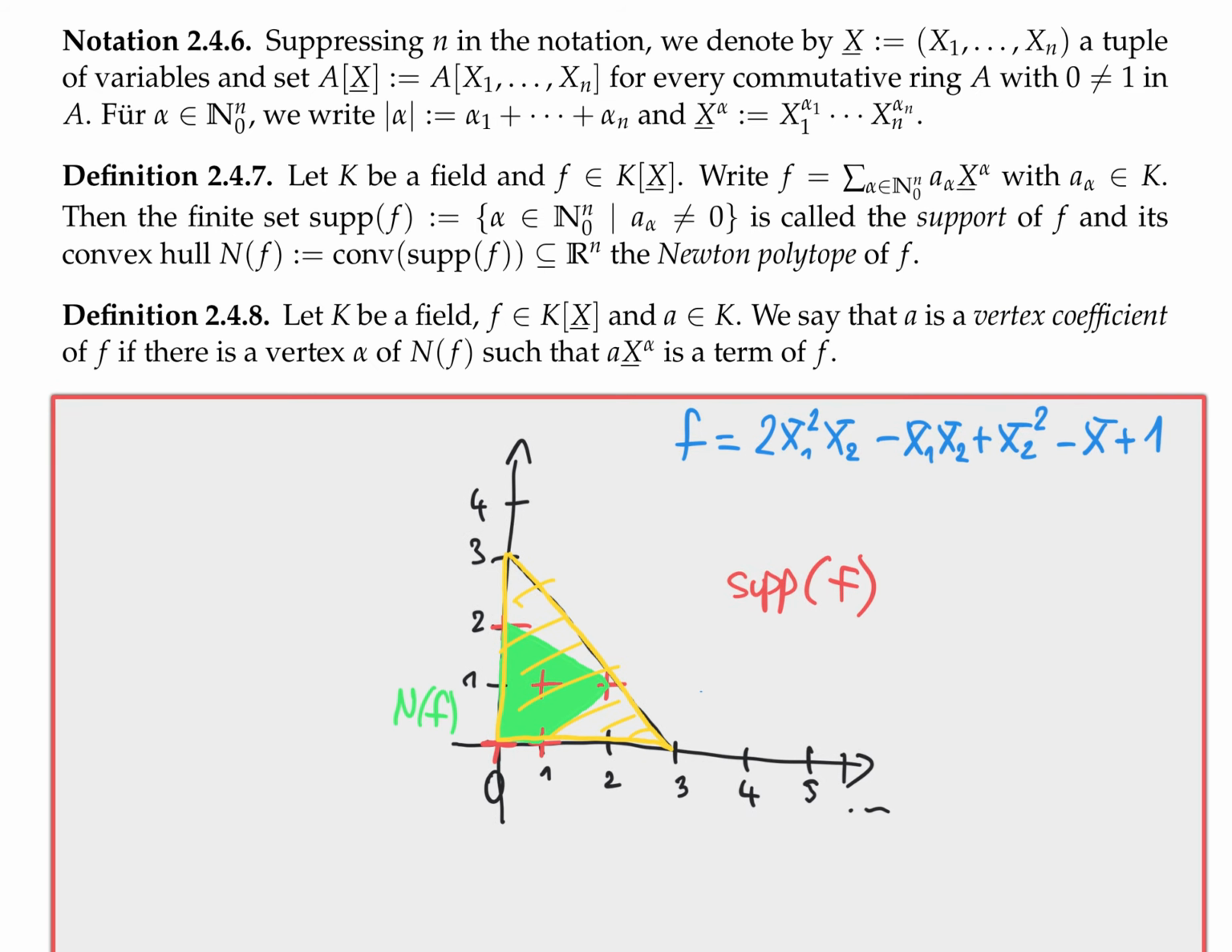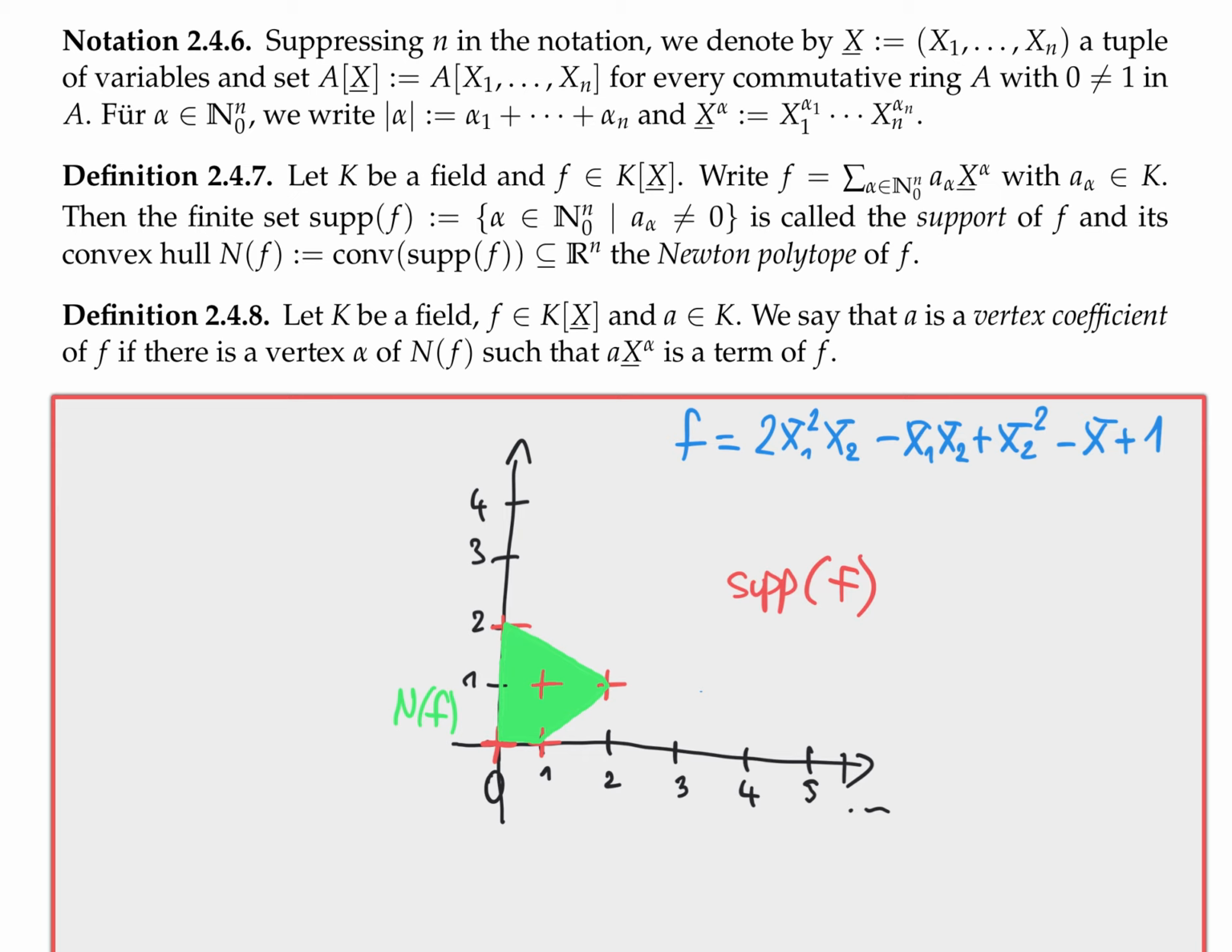So let K be a field and F a polynomial in K[x]. We say that a is a vertex coefficient of F if there is a vertex alpha of the Newton polytope such that a x^alpha is a term of F. Okay, so let's see, what are the vertex coefficients of our polynomial F here?